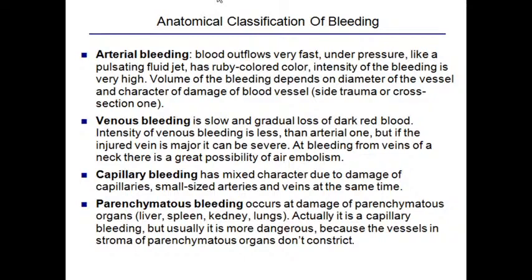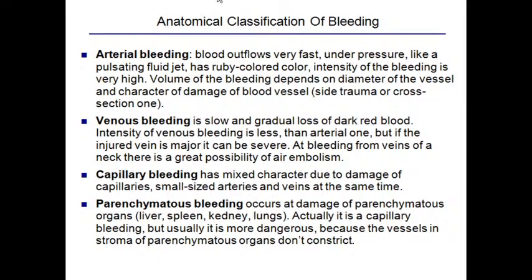Volume of the bleeding depends on the diameter of the vessel and the character of damage of the blood vessel. It means side trauma to the blood vessel or cross-section injury of the vessel with opening of the whole lumen of the vessel. Venous bleeding is a slow and gradual loss of dark red blood, because venous blood is deoxygenated, deprived of oxygen, and the appearance of the venous blood is dark.